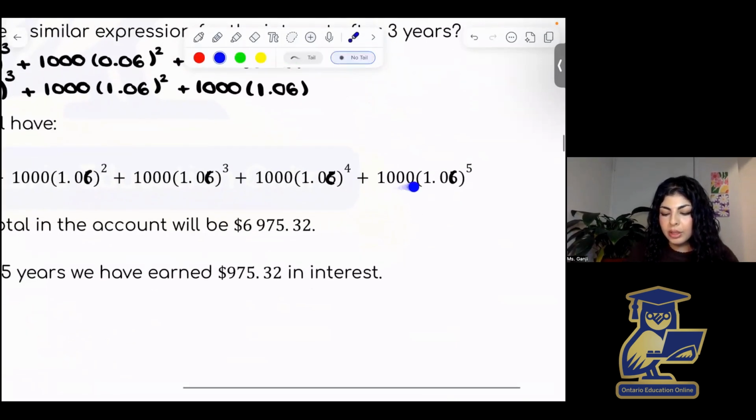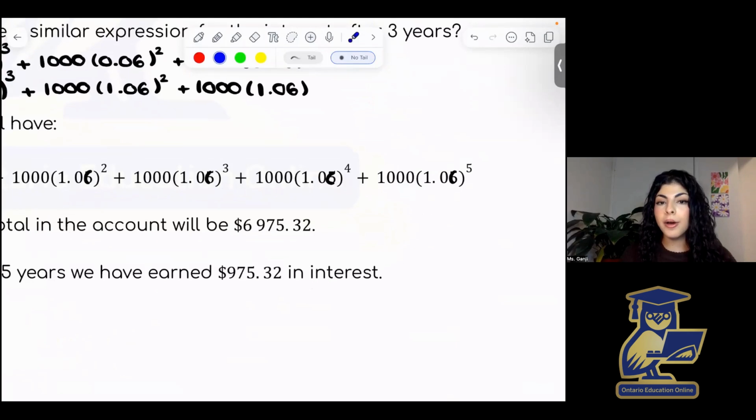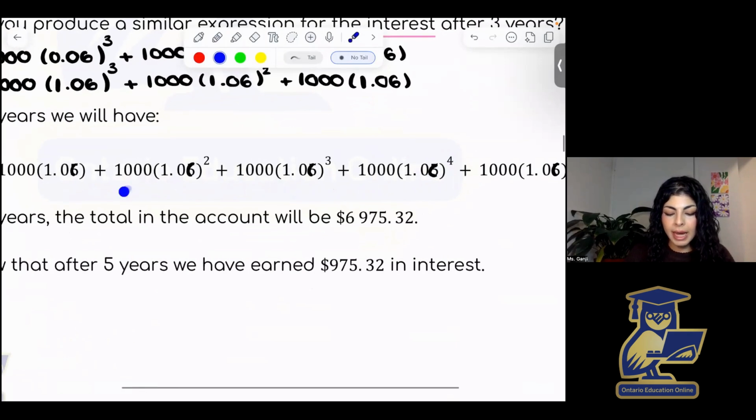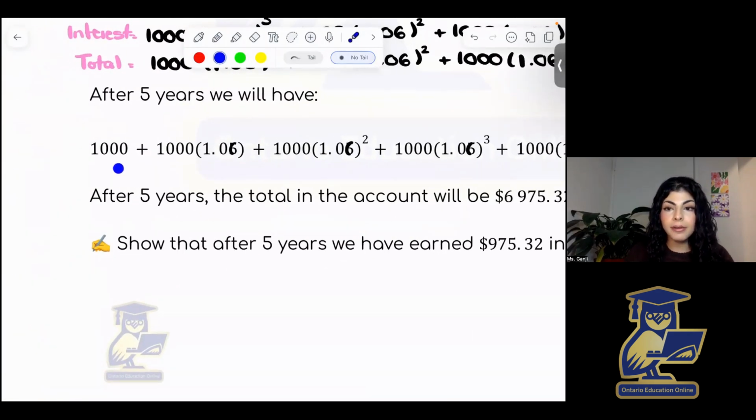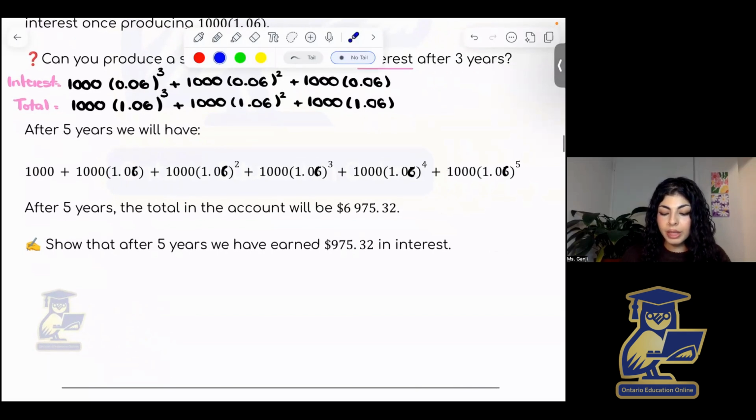So the original $1,000 that was in the account before we earned any interest, after 5 years of earning interest, has a value of 1.06 to the power of 5. Again, 5 years have passed. The next $1,000 we invested has only earned interest over 4 years, which is why it has a power of 4. And the pattern continues on until year 5, where at the end of the year, you invest $1,000, but that $1,000 hasn't earned any interest yet. So it just remains as $1,000. Whereas all the other ones have earned interest for at least 1 year.